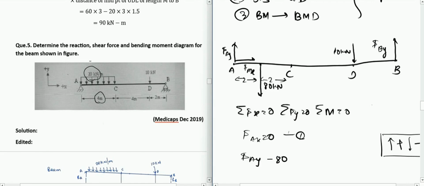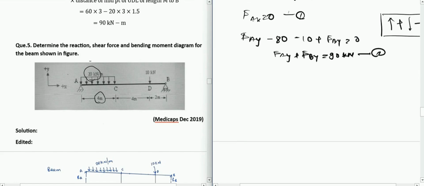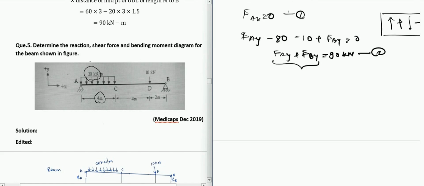So we have minus 80 here, we have minus 10 here, and we have plus FBY here, which goes to 0. So we have FAY plus FBY equal to 90 kilonewton. This is our equation, let us say 2. As you can see, there are two variables here, FAY and FBY, and only one equation. So we need another equation to solve for these variables.